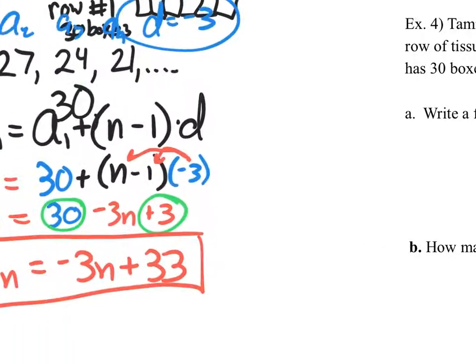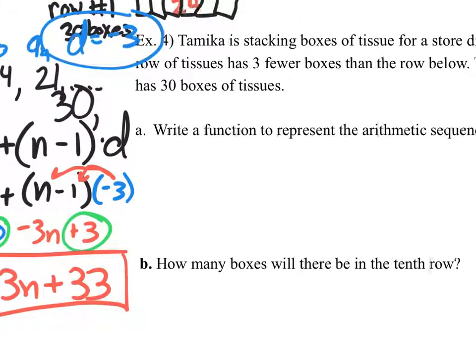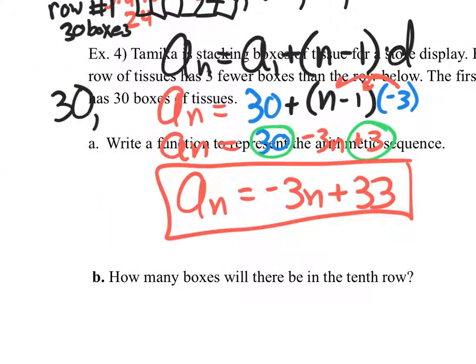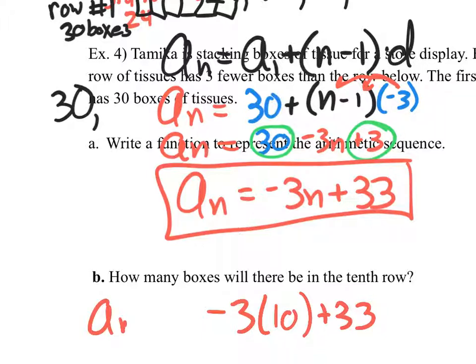So that's one answer. It says, write the function that represents the arithmetic sequence. And then how many boxes will there be in the 10th row? Well, then all you got to do to find that out is simply plug in 10. -3 times 10 plus 33. So a sub 10, that's really the 10th row. That's going to be -30 plus 33. And -30 plus 33 is 3. So on the 10th row, there's only 3 boxes.